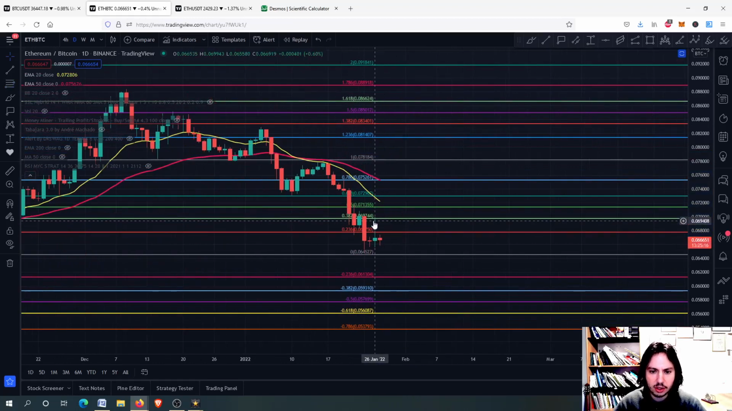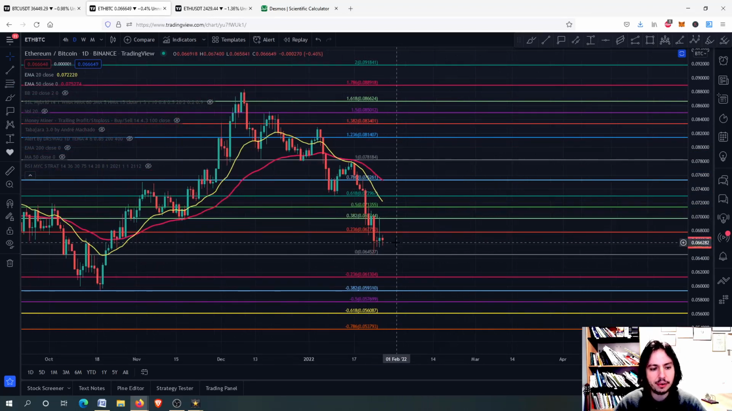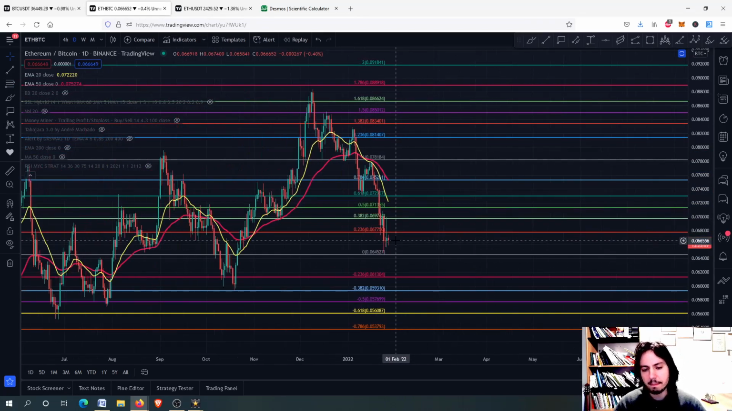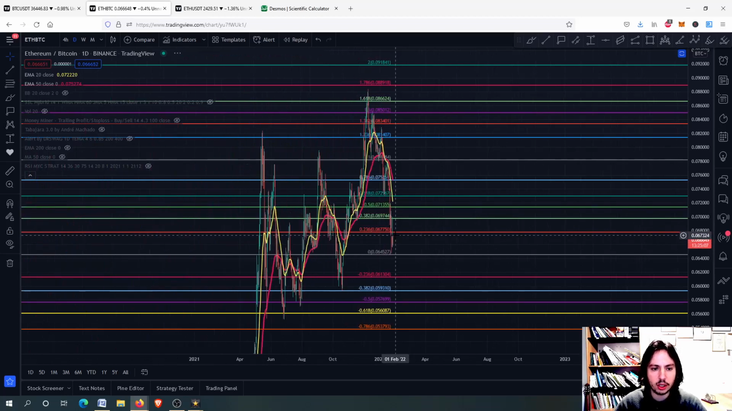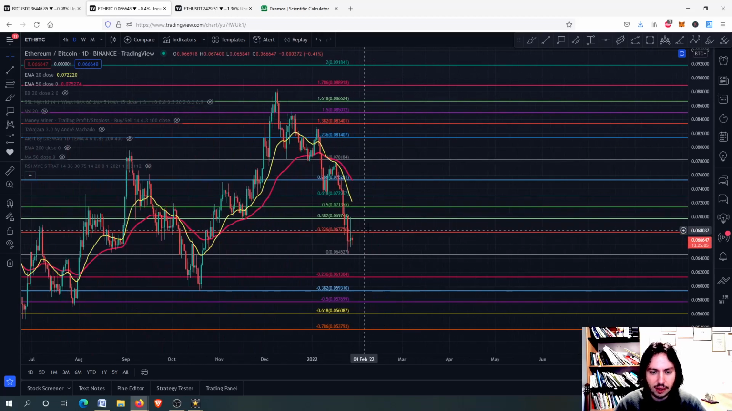Okay, and you can see that we retraced to the 0.382, now going sideways again. The Ethereum against Bitcoin chart could look better, but on the daily frame we will be going higher. I believe that we can go even higher, but a little bit later.